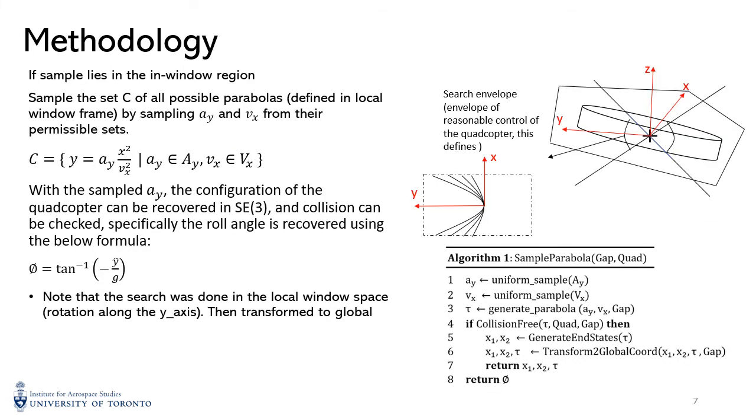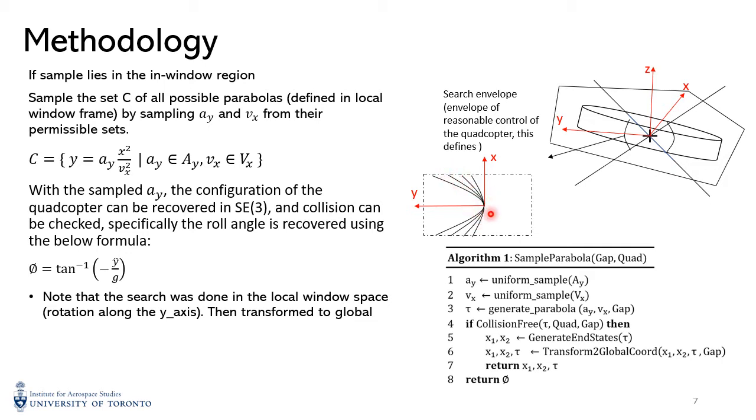So if the sample generated by our RRT star gets within the box defined around the narrow window, instead of doing a normal RRT star close to the narrow window, which will have a very low likelihood of finding the exact configuration that will make the quadcopter fit through the gap, we actually sample the set of parabolas that go through the centroid of the gap.